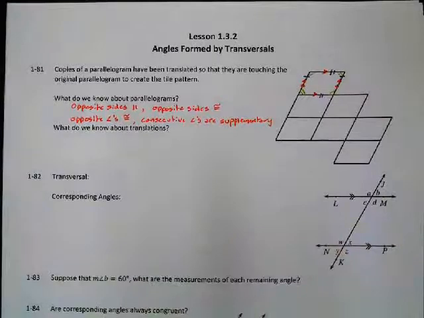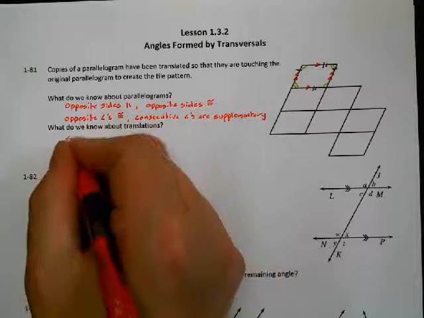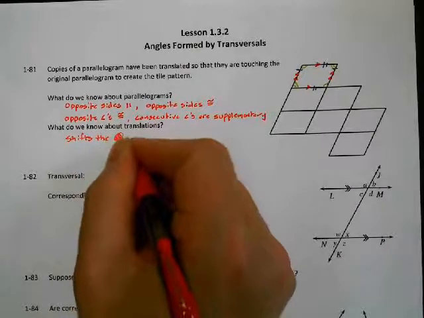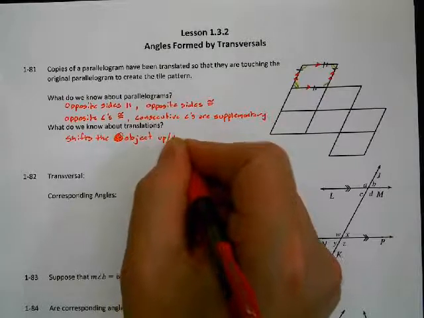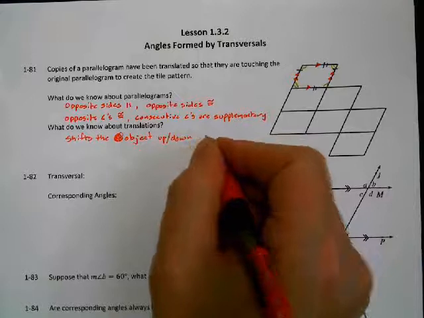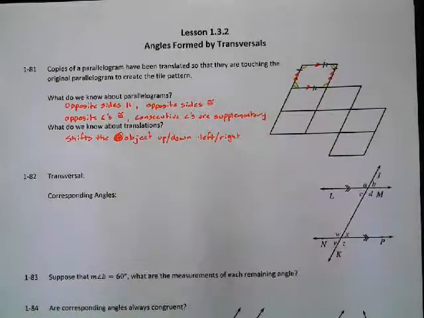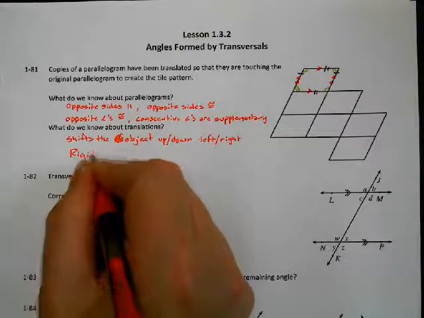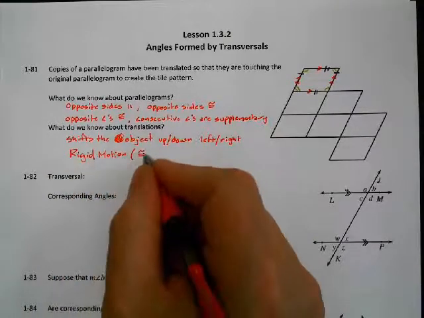All right, what do we know about translations? Well, we just said that a second ago. A translation shifts the object up and down or left and right. Oops, object, I can't spell. Object: up, down, left, right. And more importantly to this, we know that it's a rigid motion. And rigid motion means that it's going to stay the same shape, so it's going to be congruent.